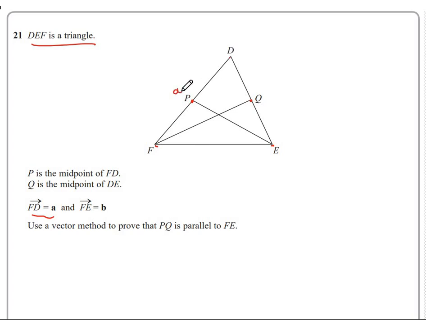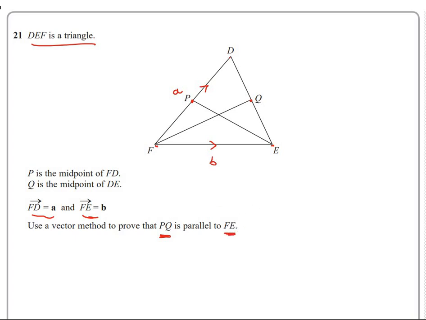So we're reading our question carefully and filling in information. FE equals B. Here we have FE. I'm going to draw a little line on each of them, just so we know which direction we're going in: F to D and F to E. And that equals B. Use a vector method to prove that PQ is parallel to FE.